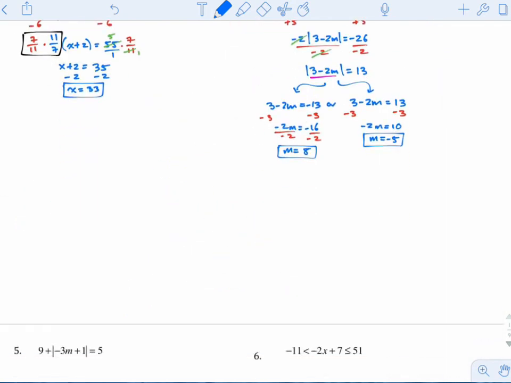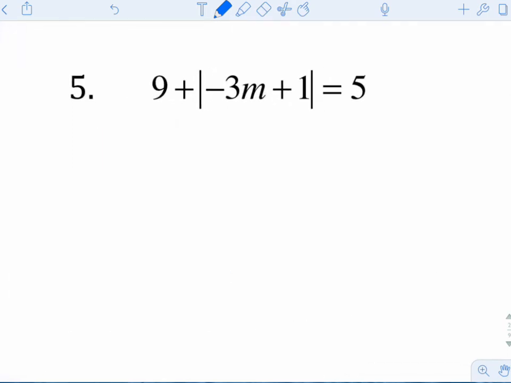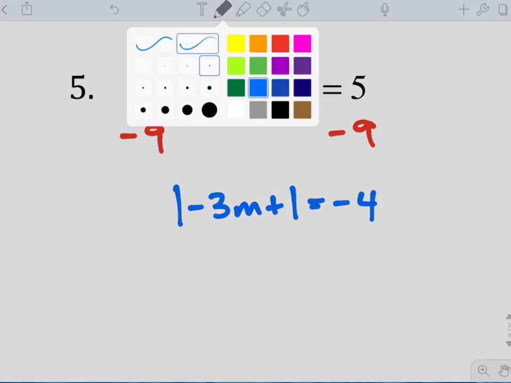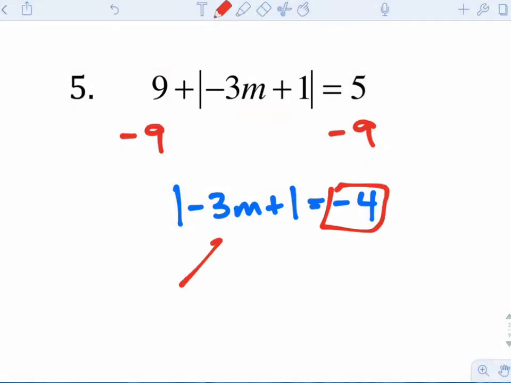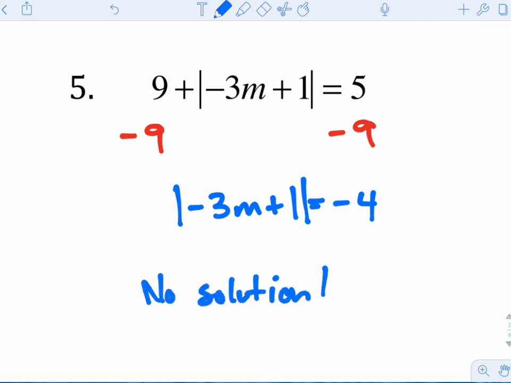All right, number 5. It's another absolute value equation. This one doesn't look so bad. To isolate that absolute value, let's subtract 9 from both sides, and we end up with the absolute value of negative 3m plus 1 equals negative 4. Immediately, when we see the absolute value of some number equaling negative 4, that's never going to happen. It can't possibly be the case, so we can stop right there and say no solutions. There's no number you could ever substitute in for m to make the original equation true.